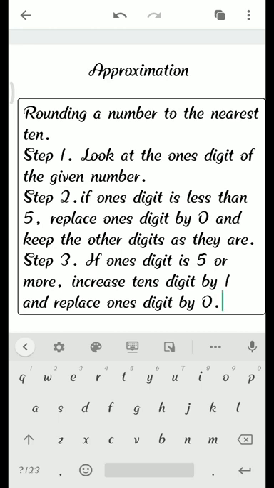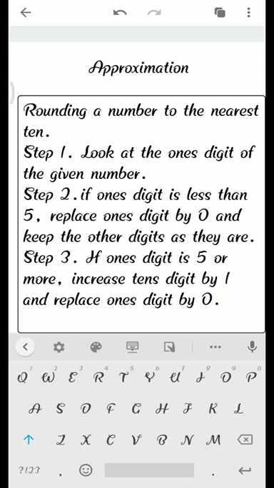I am recalling these 3 steps again. First is look at the ones digit of the given number. Second step is if the ones digit is less than 5, then replace the ones digit by 0 and the rest of the digits as they are. Third step is if the ones digit is 5 or more, increase the 10th digit by 1 and replace the ones digit by 0.